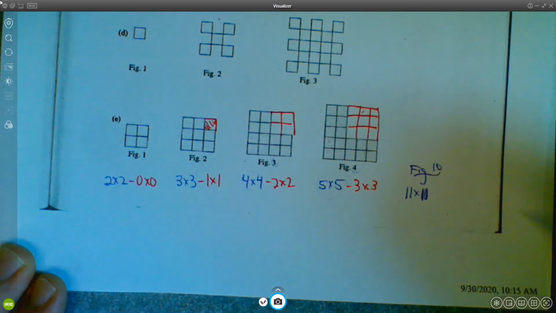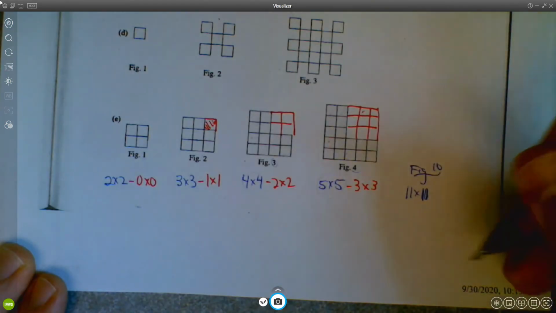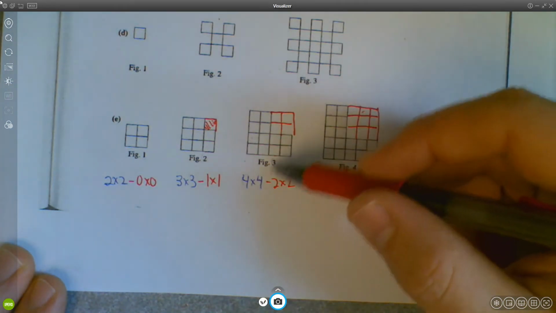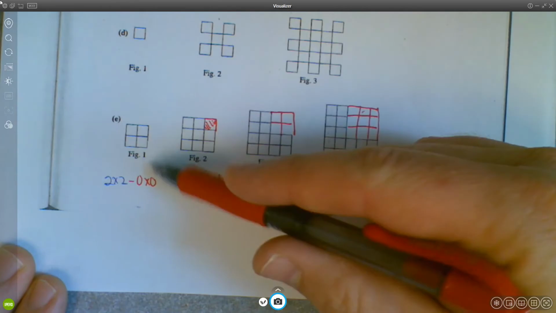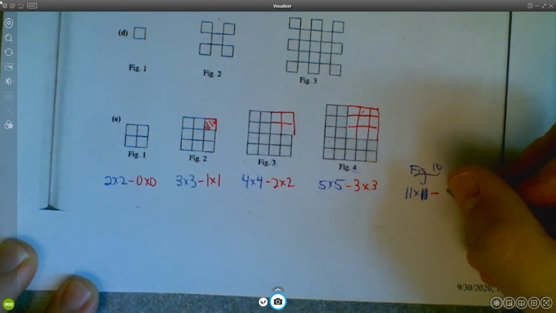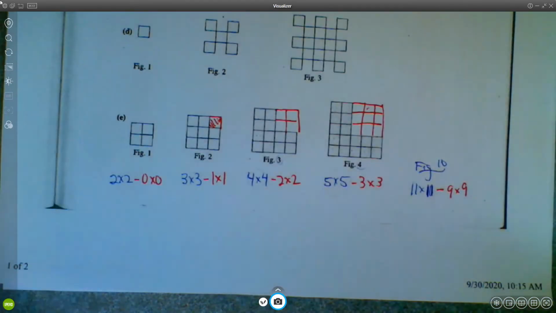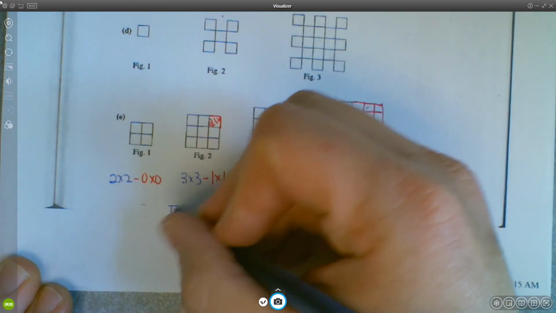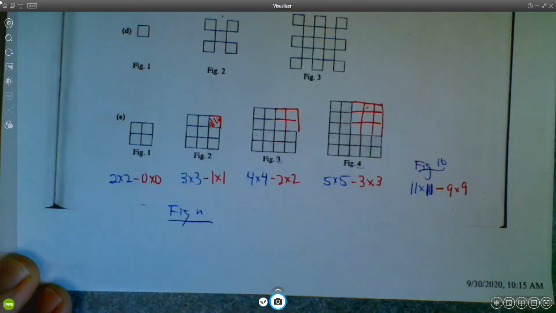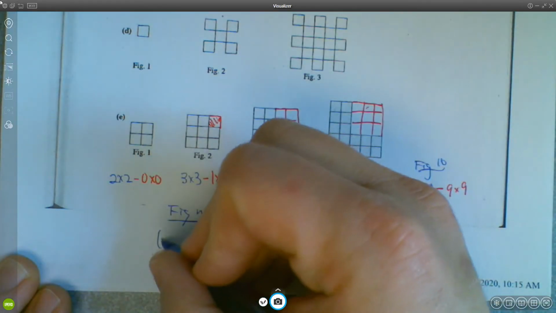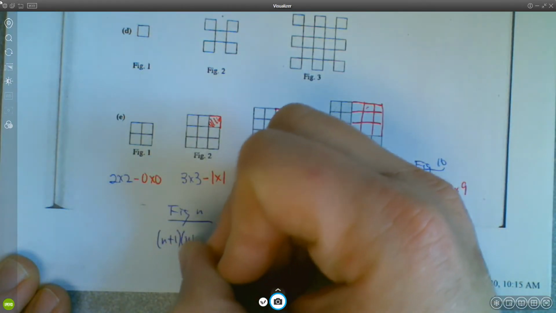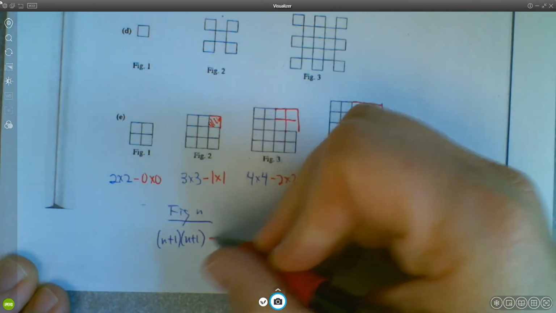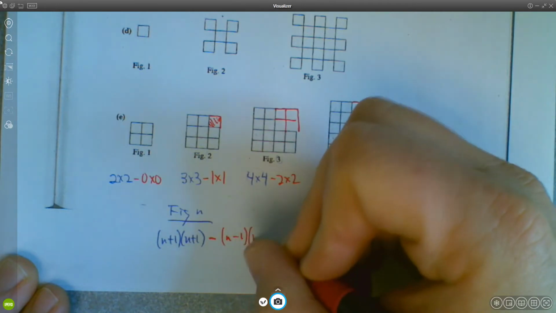Whoops, 11 by 11 minus figure number minus 1, figure number minus 1. So in the case of figure 10, it would be 9 by 9. And so kind of cutting to the chase, let's extrapolate this to figure n. It would be a figure number plus 1 by a figure number plus 1 minus a figure number minus 1 by a figure number minus 1.